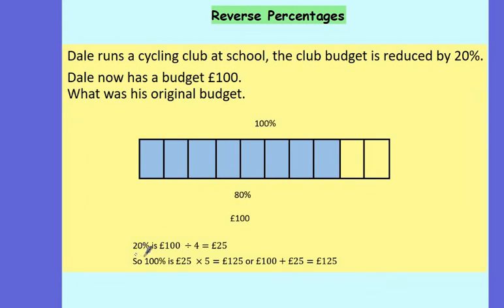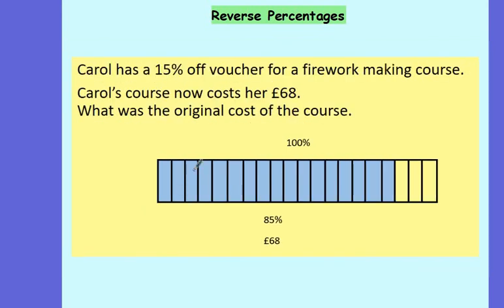And this is your answer. We know that 80% is £100. So 20%, if I divide that by 4, is going to give me £25. So this section here is 25. But I need 100%, so I need to multiply my 20% by 5. 20% times 5 gives me £125.